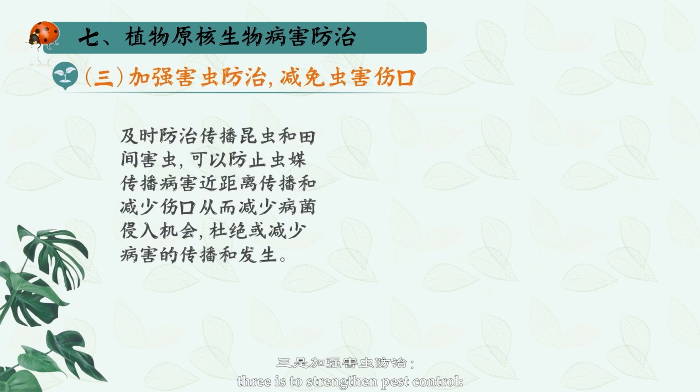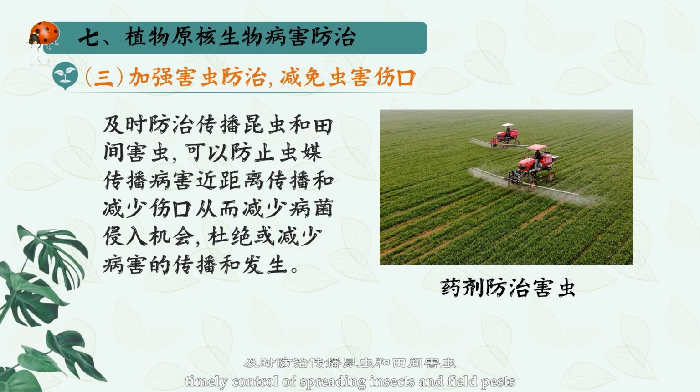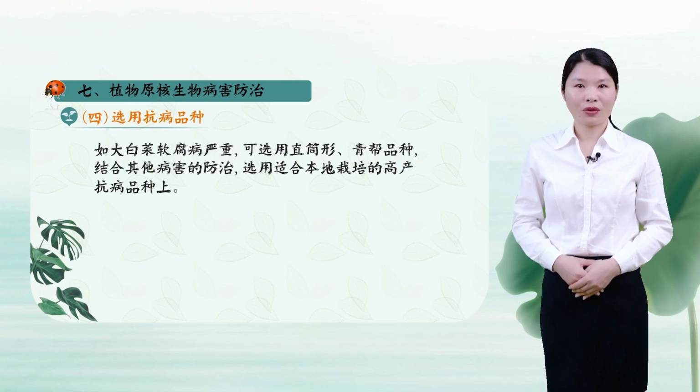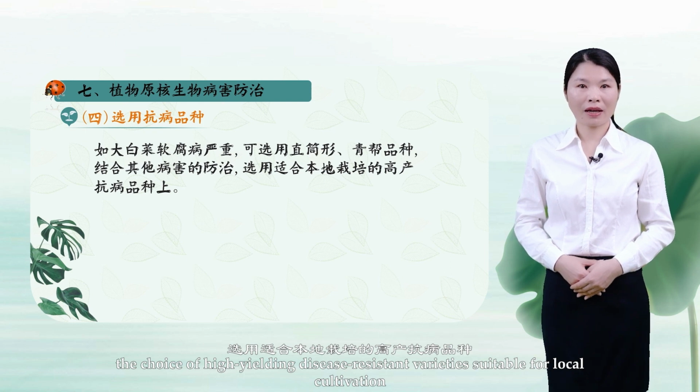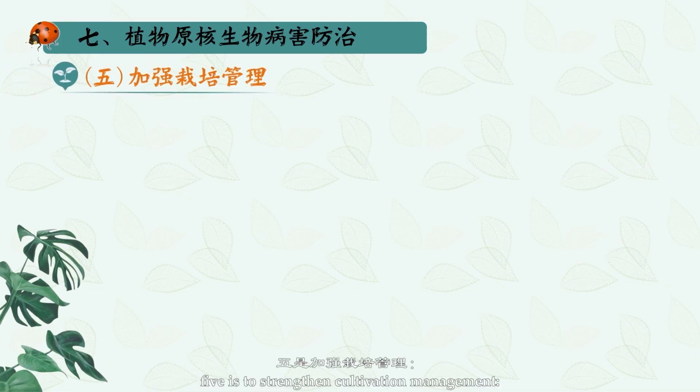3 is to strengthen pest control. Timely control of spreading insects and field pests. Fourth, choose disease-resistant varieties. The choice of high-yielding disease-resistant varieties suitable for local cultivation can reduce the occurrence of disease. 5 is to strengthen cultivation management.